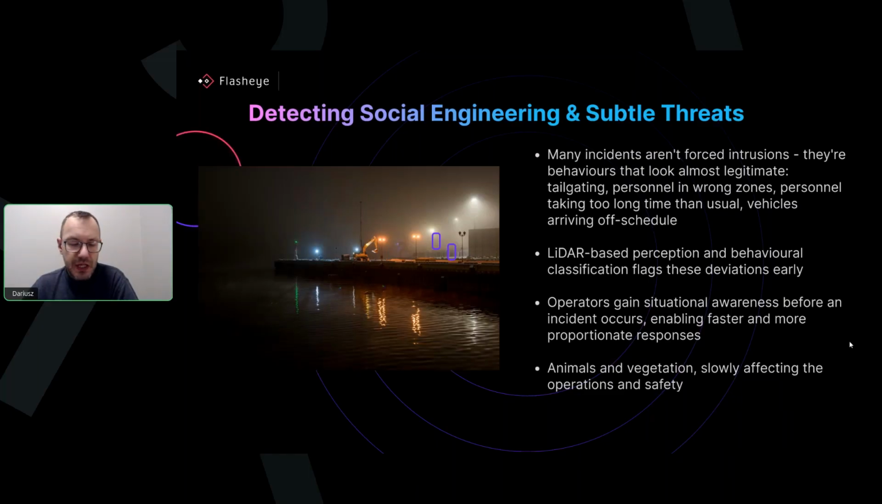Also, those spatial 3D perception systems are aware of animals and vegetation, so something which you typically slowly start to affect other systems will not cause any problems in those spatially aware 3D systems.